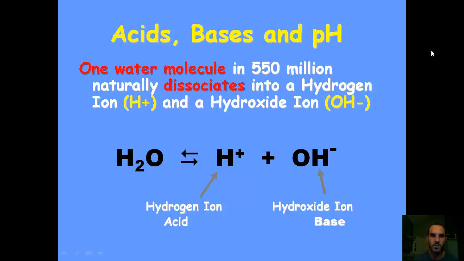So acids and bases and pH. One water molecule in 550 million naturally dissociates into hydrogen and hydroxide. So H plus is what makes something acidic. So the vinegar in your kitchen, that's because it's got more hydrogen ions. If you have something that's basic, it's going to be the OH, the hydroxide ion, that makes it basic.